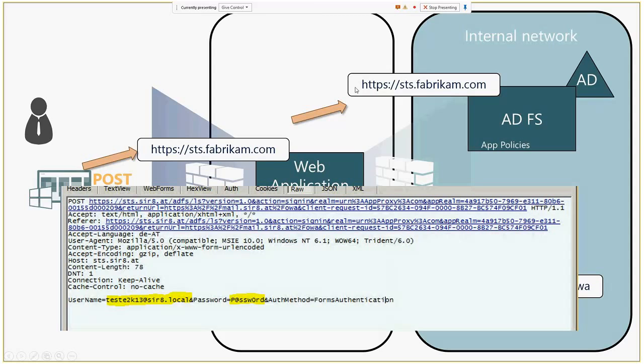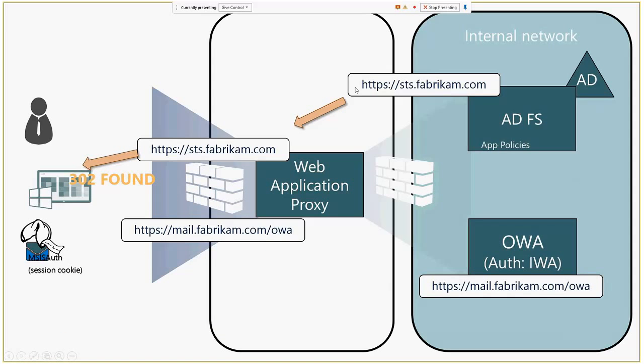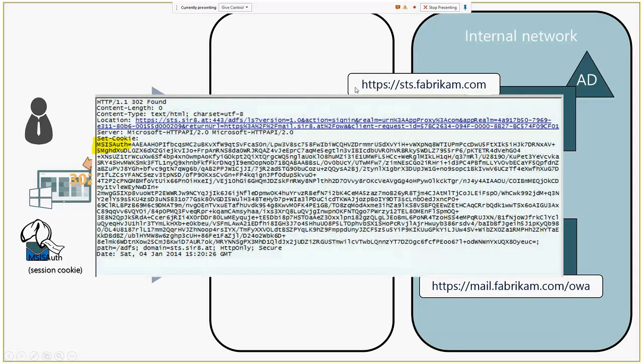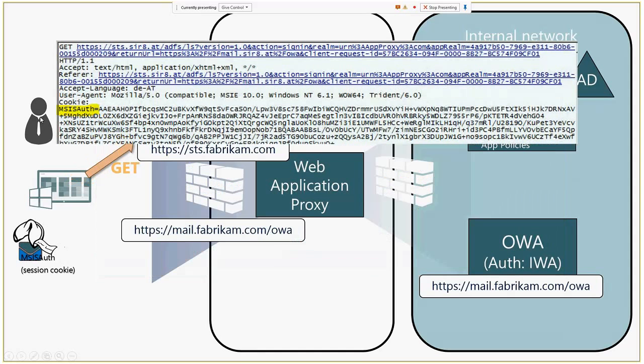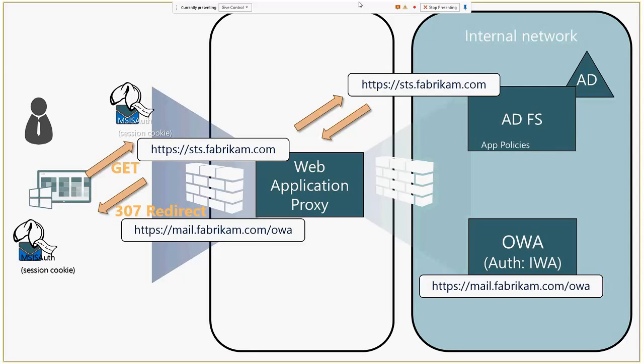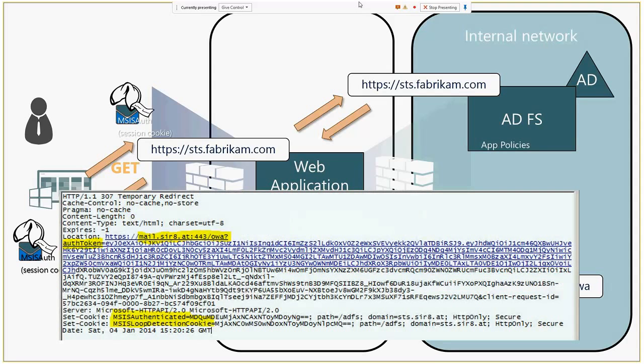And as soon as we get the MSISAuth cookie, we're going to go to the exact same URL again. We're going to ask for an app proxy authentication again, but this time we're going to add the MSISAuth cookie, which kind of tells ADFS, hey, you have authenticated to me before. So ADFS sees that cookie and says, yep, I do know you. You have the right to go to the web application proxy. So we're going to give out what we call an auth token. And the auth token in that case is good for the web application proxy.